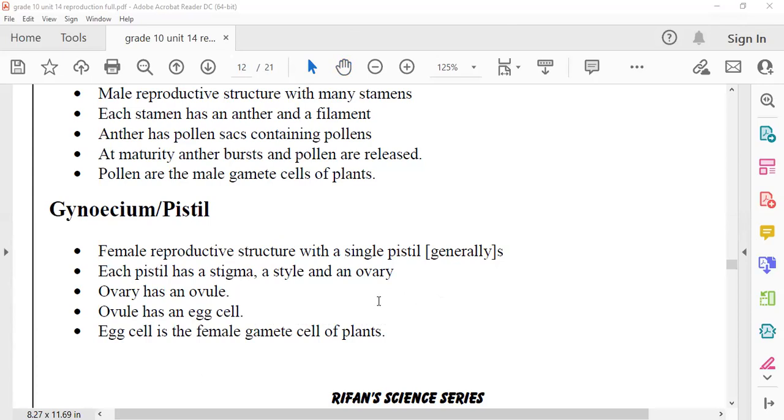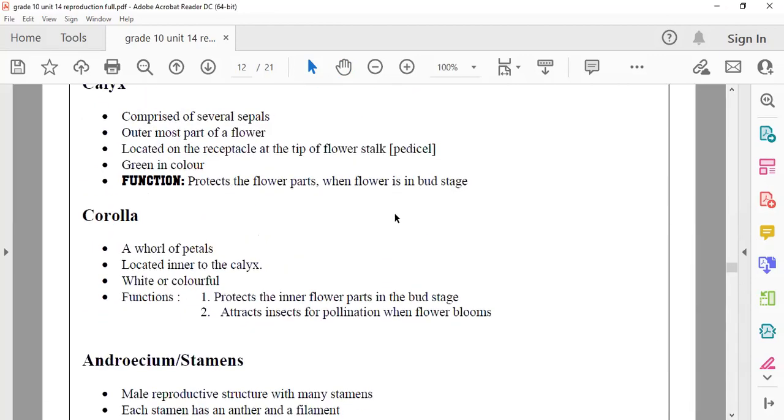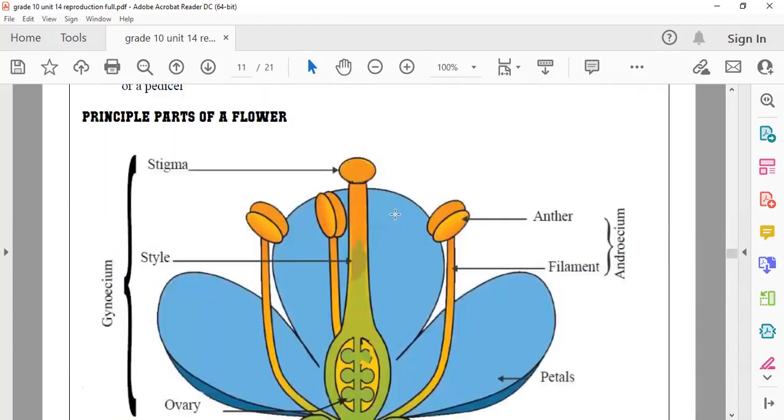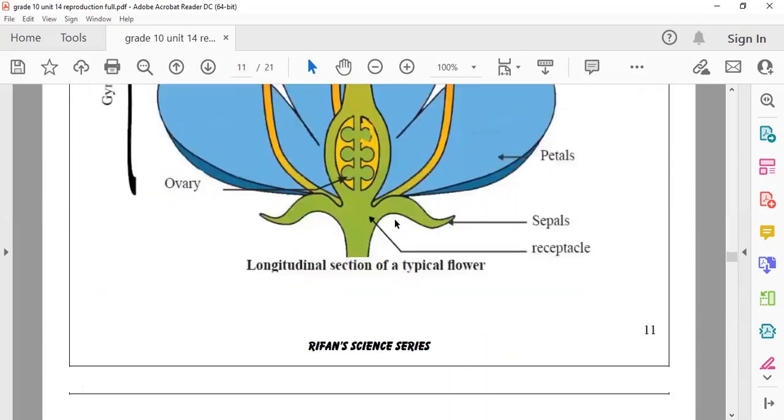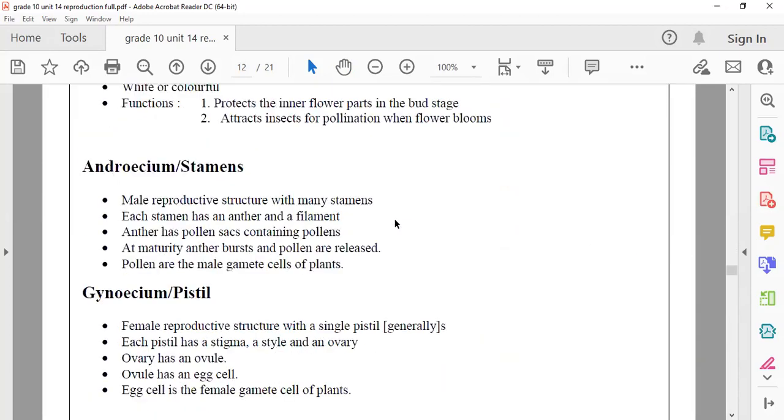So pages number 11 and 12, I have completed. You can write down the notes from here, sexual reproduction. Then you can follow the instruction that I have given you.